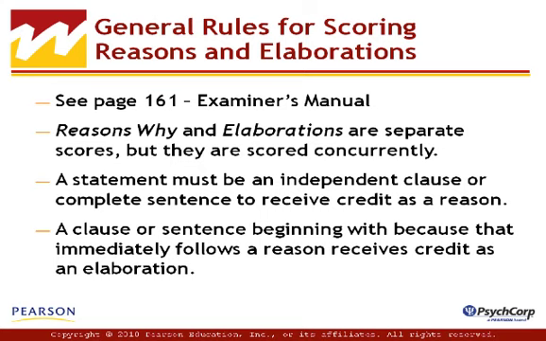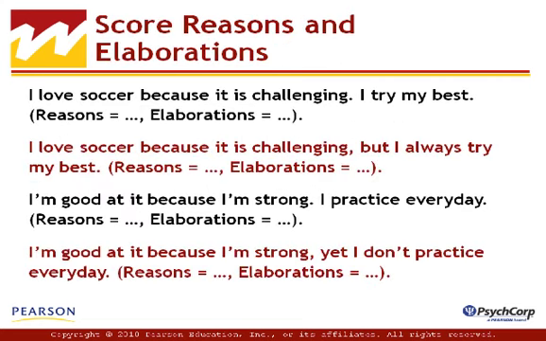In general, when you think about scoring reasons and elaborations, I talked about the fact that you evaluate those concurrently. Also, I indicated a statement must be an independent clause or a complete sentence to receive credit as a reason. A clause or sentence beginning with because that immediately follows a reason will receive credit as an elaboration. And there's a good example coming up here. So I want you to take a look at these.